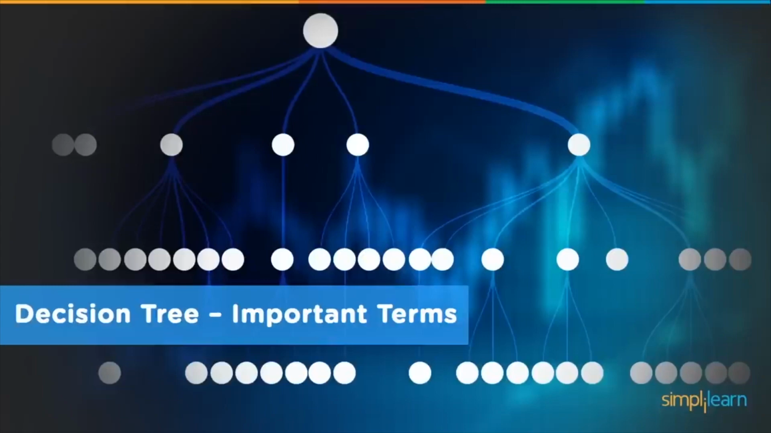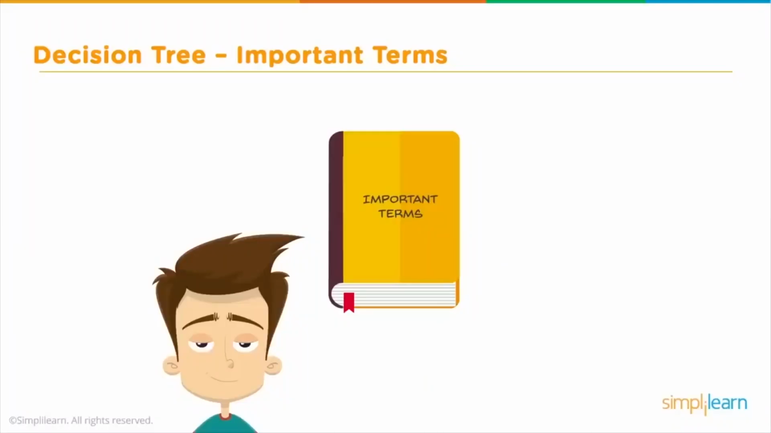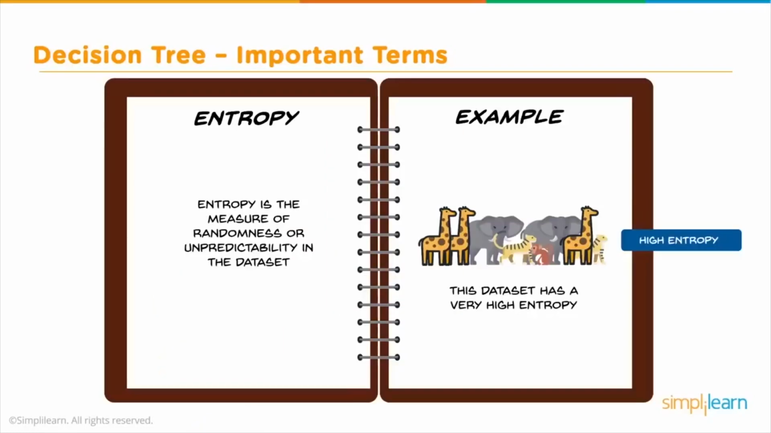Decision tree, important terms. Before we dive in further, we need to look at some basic terms. We need to have some definitions to go with our decision tree and the different parts we're going to be using. We'll start with entropy. Entropy is a measure of randomness or unpredictability in the data set. For example, we have a group of animals. In this picture, there's 4 different kinds of animals, and this data set is considered to have a high entropy. You really can't pick out what kind of animal it is based on looking at just the 4 animals as a big clump of entities.